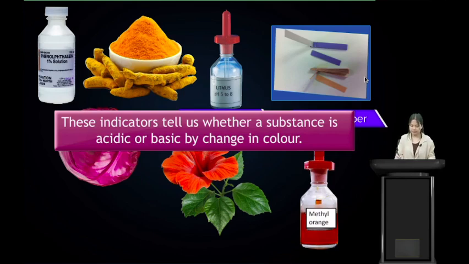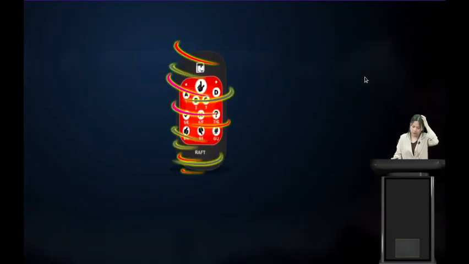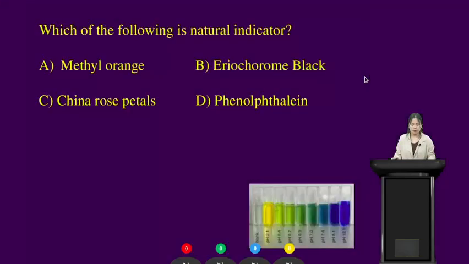Alright students, we have another question. Please get your rough devices ready. The question is, which of the following is natural indicator? I'm giving you 15 seconds for this question. Your time starts now. Which of the following is natural indicator? Option A is methyl orange. Option B is eriochrome black. Option C is China rose petals. And option D is phenolphthalein.